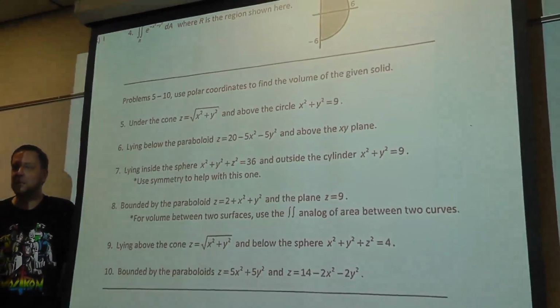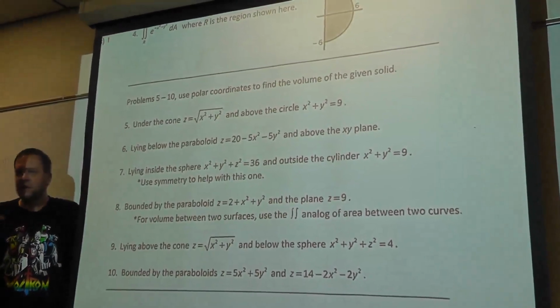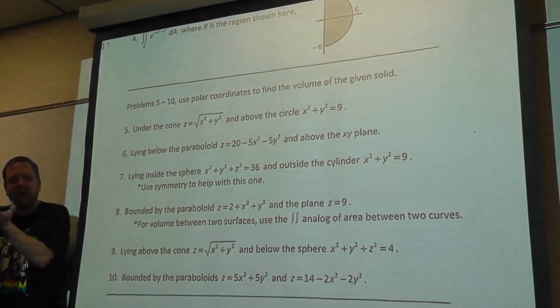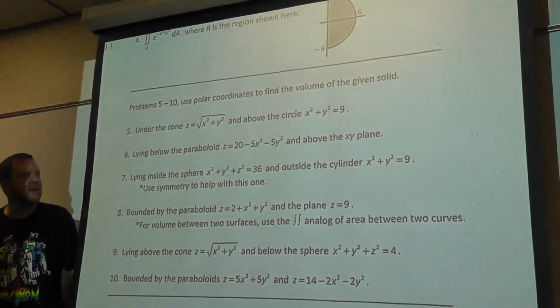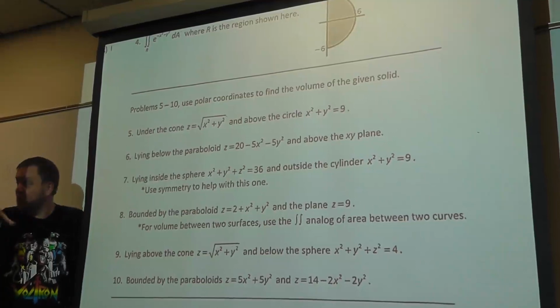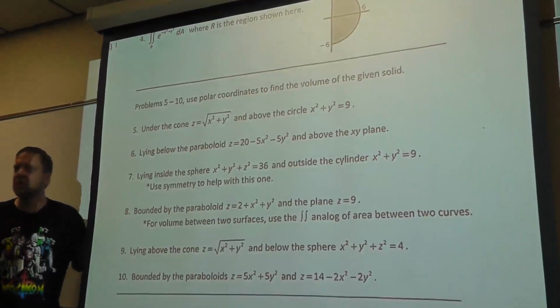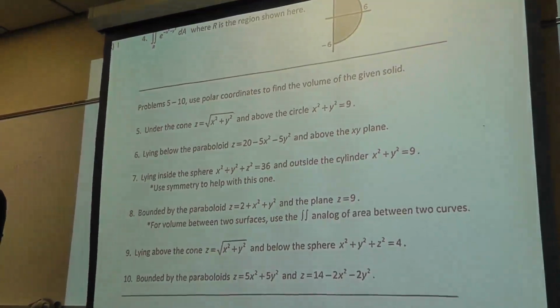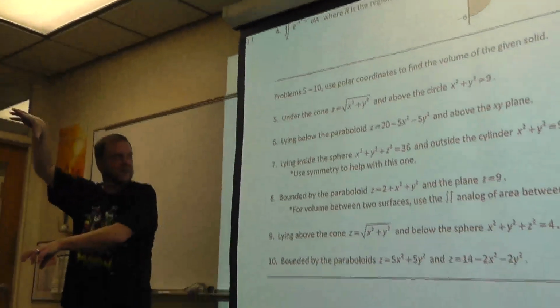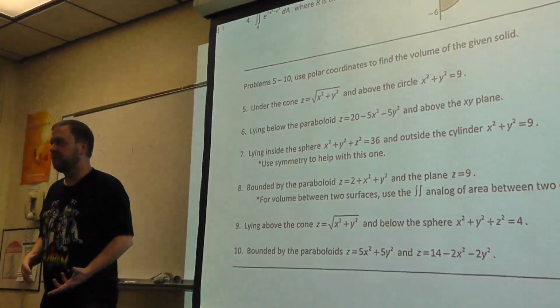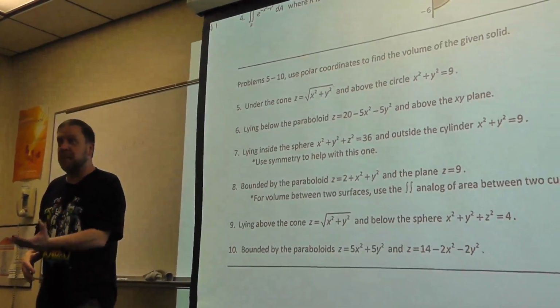You know, locatives like below, beneath, above, between. That kind of gives you an idea of how to visualize some of these things in space. So it says the region you're looking to find the volume of is lying below the paraboloid. So whatever a paraboloid looks like, I'm underneath it, is where the solid is. And above the XY plane. So another preposition that's important, above the XY plane.